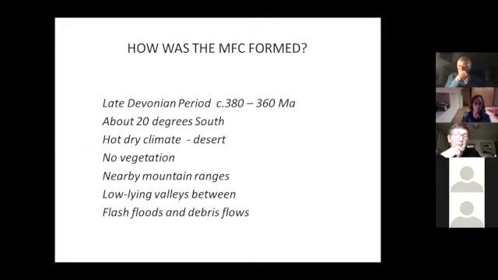Well, the period we're talking about is the late Devonian period. You can see the age range there. We're still south of the equator. We know that at the time it was a hot, dry climate, a desert climate. There is as yet no substantial vegetation that has evolved. So the landscapes are essentially devoid of any vegetation, but we know there's been a mountain range formation, and therefore there are nearby mountain ranges and low-lying valleys in between. So what is happening is from those high mountain ranges, debris flows and flash floods are bringing down the material and dumping it into the area that is now occupied by Melfell.